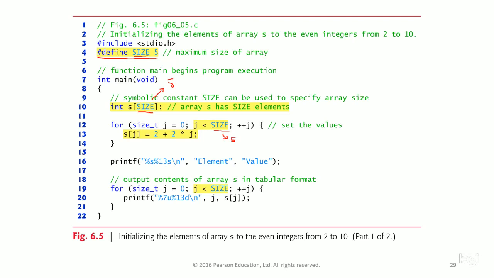So you basically are going from j is equal to 0 to j is less than 5, and at every index you are assigning whatever value is evaluated by this expression. And then here again you also have SIZE. So when you want to print the elements of the array, this SIZE over here is again going to be replaced by 5. And so again you're going to print the values that you assigned to the elements of the array.